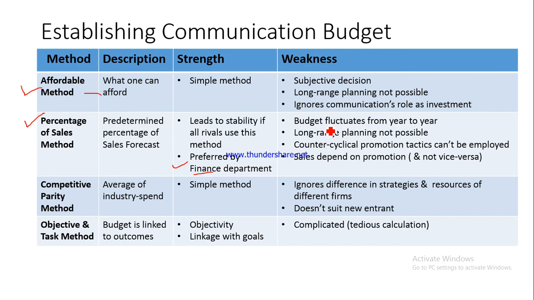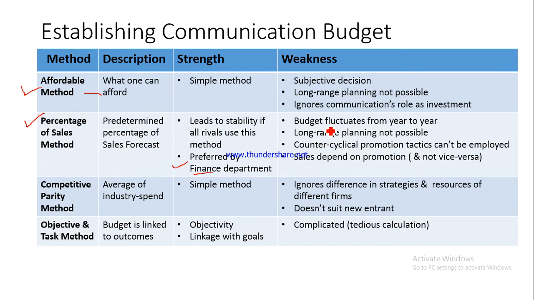I'll give you an example. Let's say I have decided 20% of my sales forecast I would devote to communication campaign, right? This year, let's say the sales forecast is 100 crores, so 20% would be 20 crore. Next year, let's say the sales forecast is 150 crores. Here the 20% of 150 crore would be 30 crores. So next year I would be spending 30 crores. Let's say in the next year, supposing it's a COVID-19 year, sales forecast goes down and it becomes, let's say, 50 crores. Then the 20% of 50 crore would only be 10 crores. So there would be a lot of fluctuation in the budget.